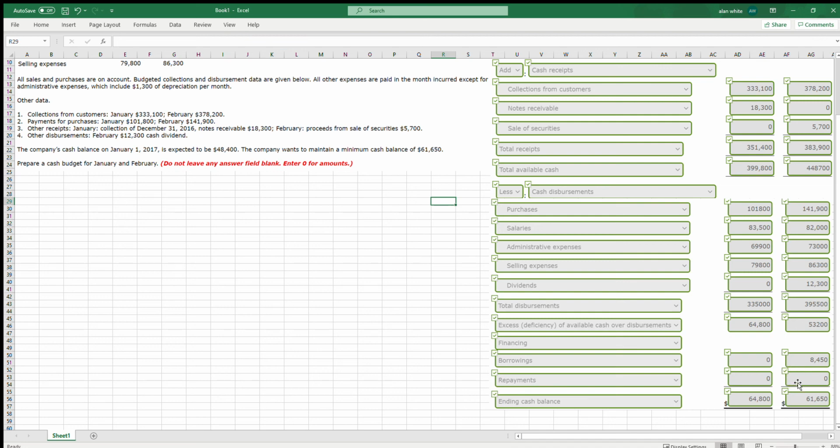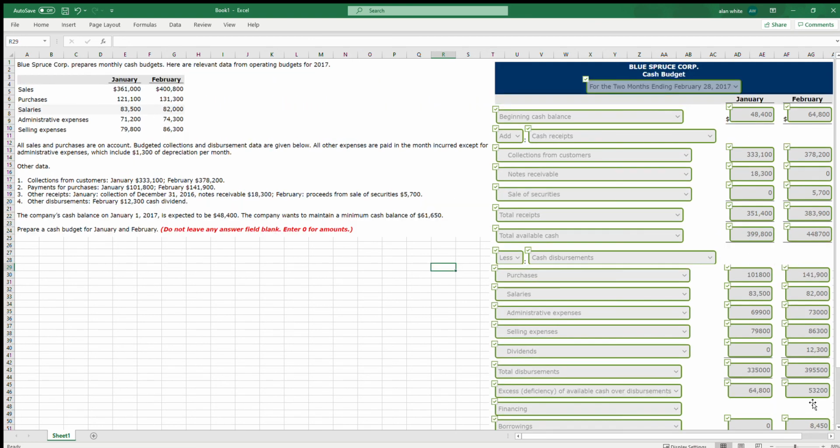And so again, we leave repayments as 0 because the question doesn't specify that anything needs to be repaid. And so that'll leave us with $61,650 in the ending cash balance for the month of February, which does happen to be the minimum cash balance for each month. Alright, so that's how you fill out the cash budget statement.